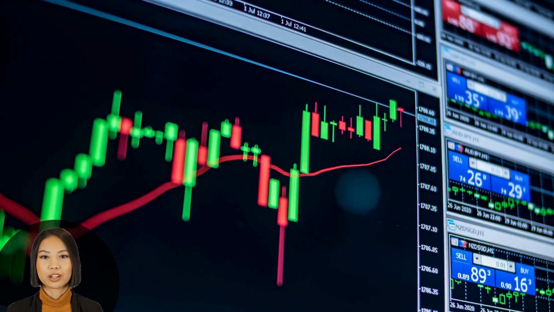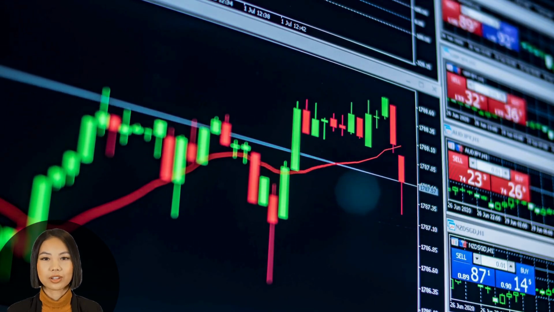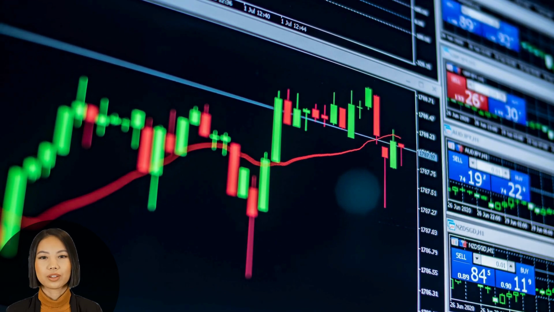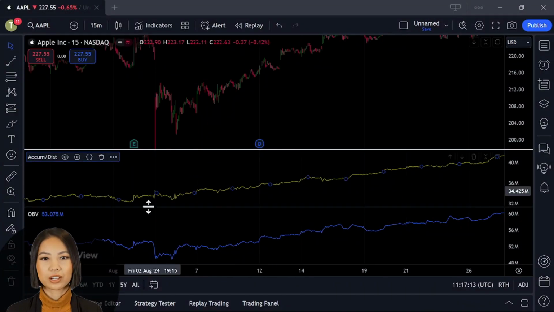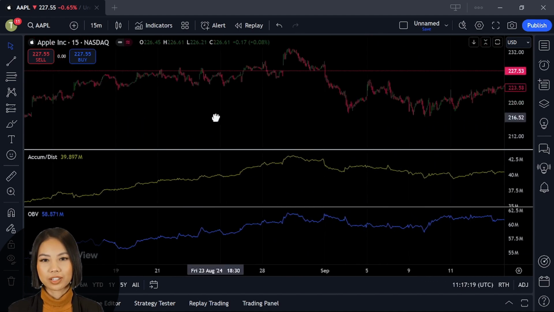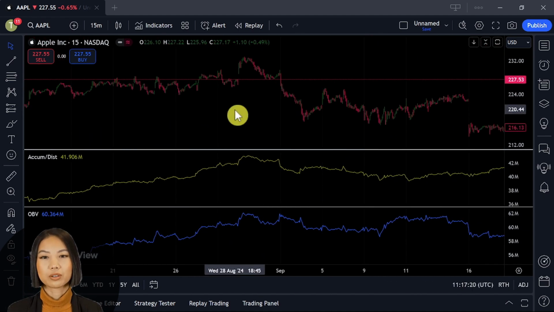Combining with other indicators. Now, while the ADL can be very powerful on its own, combining it with other indicators can give you even more confirmation. For example, pairing the ADL with a volume-based indicator like on-balance volume, OBV, can help you verify whether the buying or selling pressure is strong enough to act on.